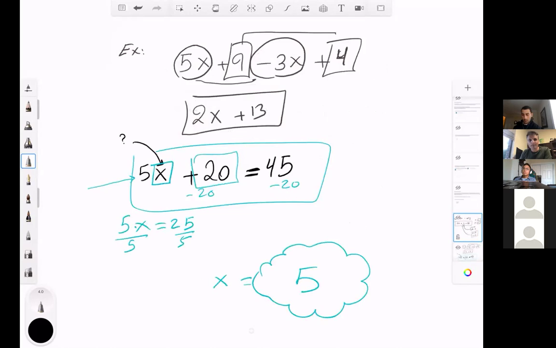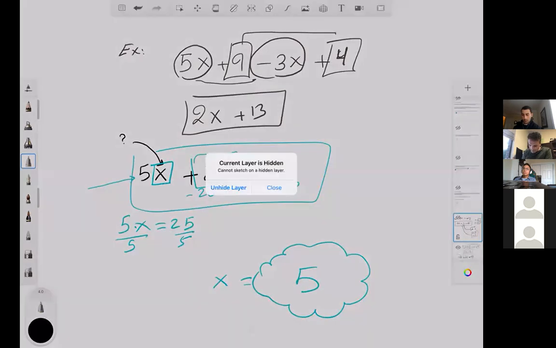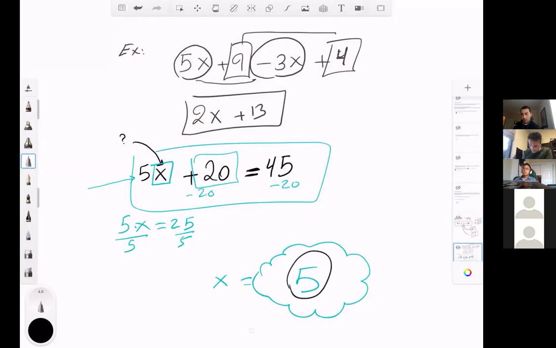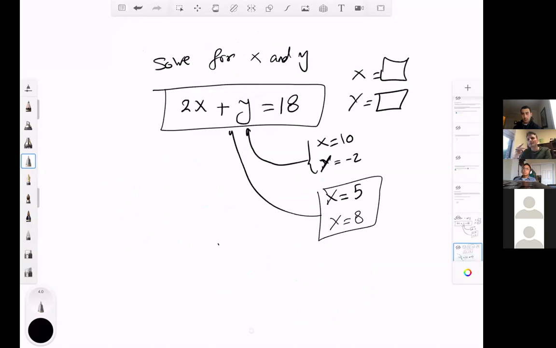In this example, we solve for x. That means if I plug 5 over here, there is no negotiation. I will get 45. There is no other option I have. That's a solution. So now when we have two unknowns, we need to have two equations.